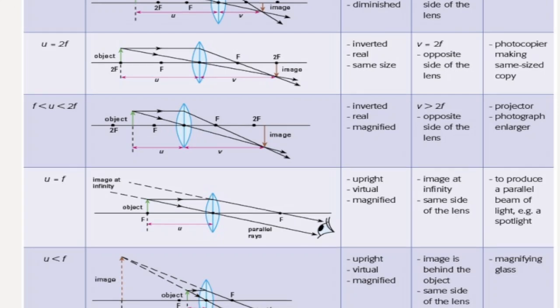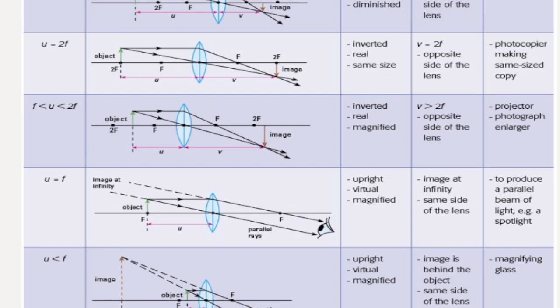Then comes the object distance greater than 2f, the image between f and 2f. So you're drawing a line parallel to the axis, getting diverted, then passing through the center like this. The intersection is your image. So when the object is beyond 2f, the image is between f and 2f. It is a real, inverted and diminished image. It forms on the opposite side of the lens, and it is used in cameras.